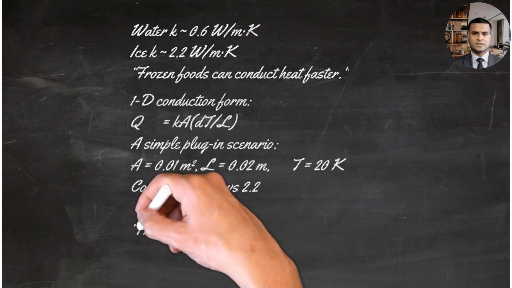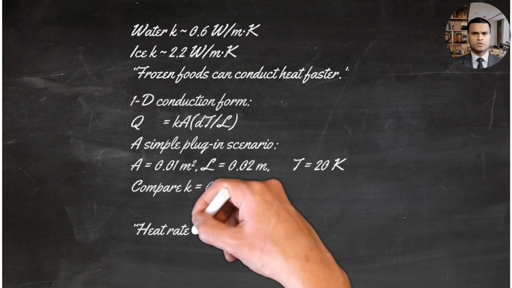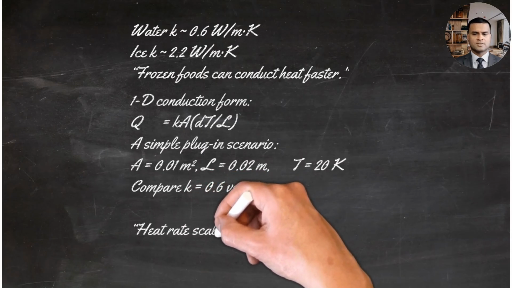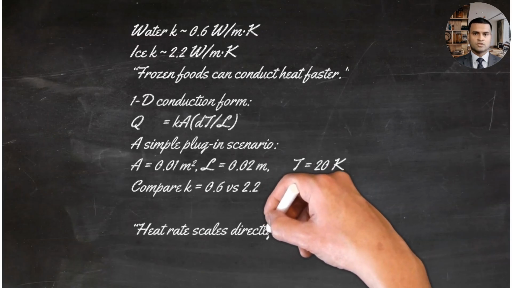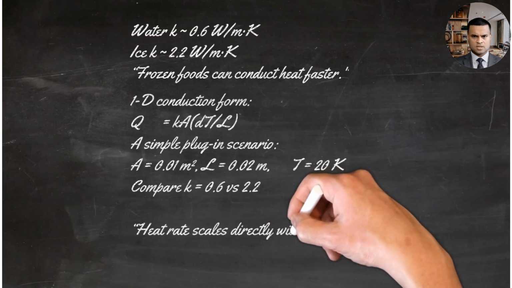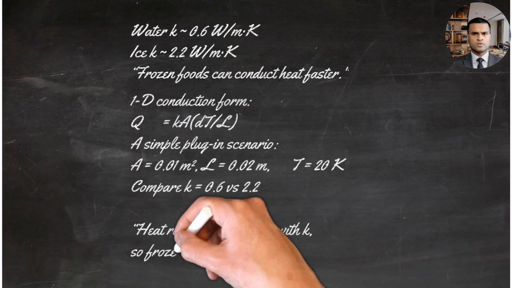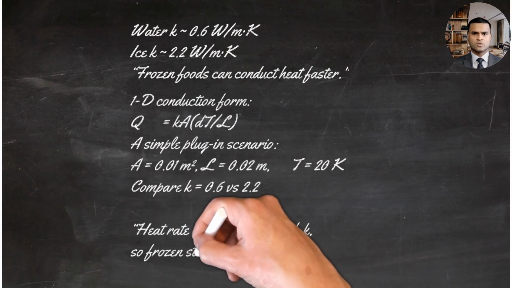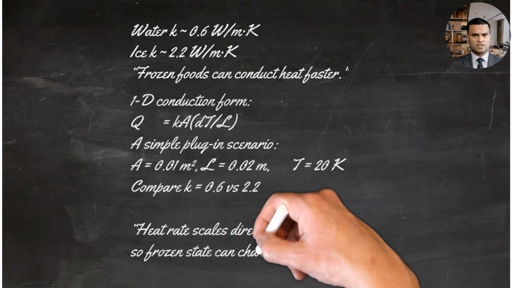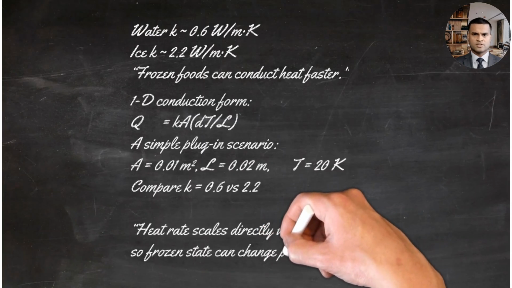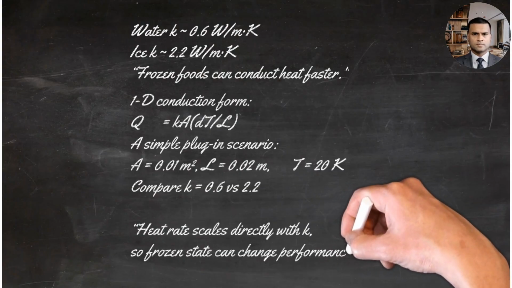Now let's repeat the exact same scenario, but replace the material's thermal conductivity with a value like ice, about 2.2 watts per meter per Kelvin. Take 2.2 and multiply by the area, 0.01, that gives 0.022. Multiply by the temperature difference, 20, that gives 0.44. Divide by the thickness, 0.02. Dividing 0.44 by 0.02 gives 22. So in the same geometry and with the same temperature difference, an ice-like thermal conductivity produces about 22 watts of heat flow compared to about 6 watts for a water-like thermal conductivity.